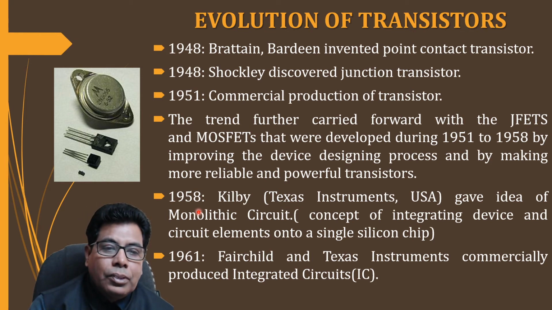Apart from the transistor, other circuit elements like capacitors and resistors were integrated on a single silicon chip. So that we call the monolithic circuit. Then in 61, Fairchild and Texas Instruments, these are the two companies which came out with the commercially integrated circuits, ICs. ICs that will be coming with, say, 14 pin, 28 pin, 40 pin. So that is the packaging, dual inline packaging for the IC.